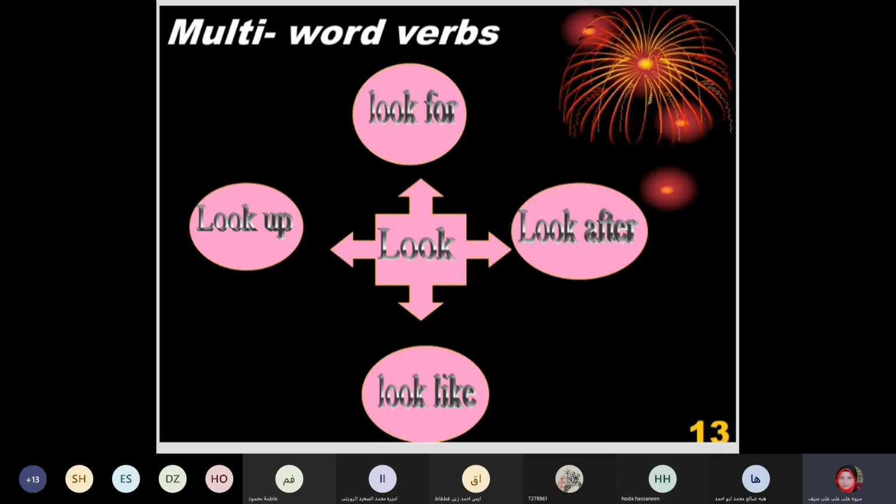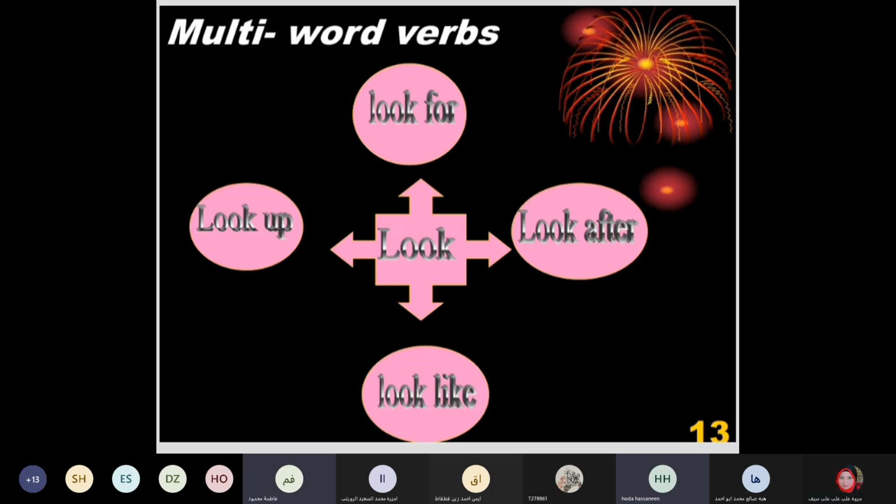It's a verb. Look means to use my eyes to see something, right? So if I put for, the preposition for, what does it mean? Look for. Search for something. Search for. Very good. Correct answer.